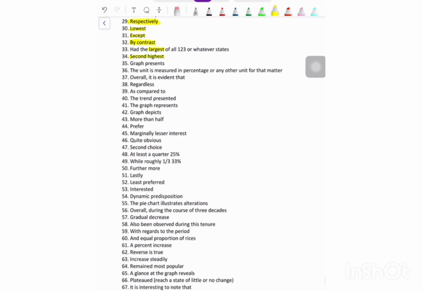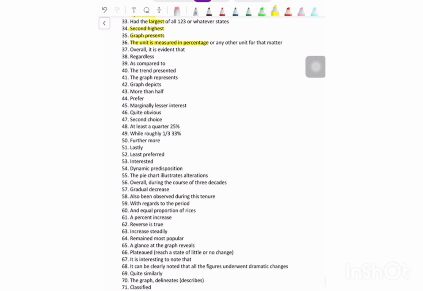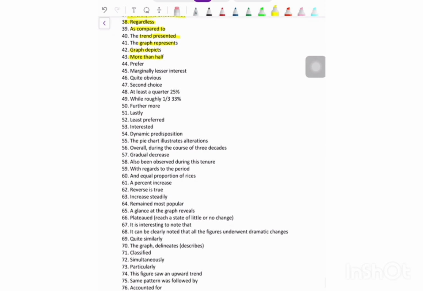Second highest, graph presents or represents. The unit is measured in percentage or whatever unit is there for that matter. Overall it is evident that. So in the overview paragraph, when you're writing the overview, you can write this line: overall it is evident that in 2011 the most visited place in the park, or whatever your chart is as per that, regardless of the fact, then as compared to the trend presented, the graph depicts more than half of people were interested in swimming. Prefer is a good word that you can use.